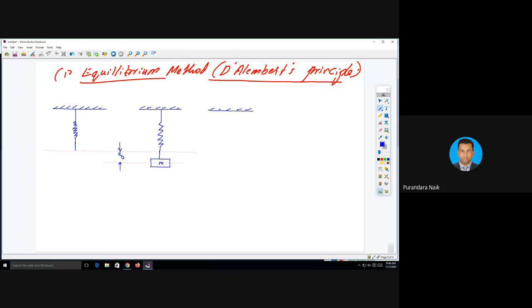This is delta. The mass is displaced by a distance delta. If there is a spring, it will be somewhere here. But if you put some mass, then it goes down and travels a distance delta. The spring constant is K.